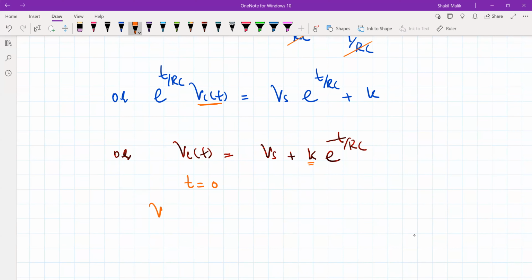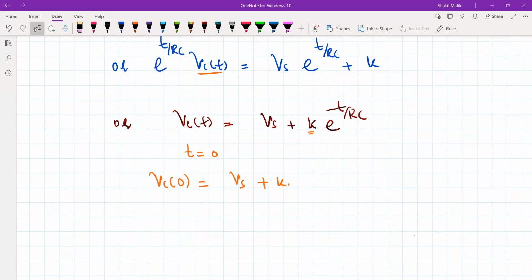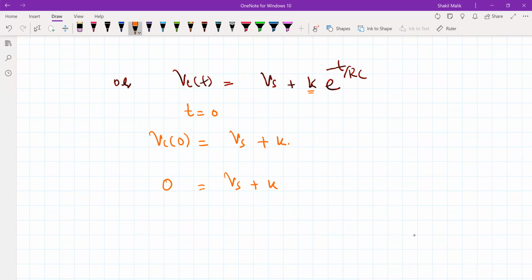Put t equal to 0 here. What we'll get? Vc of 0 is equal to Vs plus k times e to the power of 0. E to the power of 0 is 1. All right. Now, what is Vc of 0? We said the value of the capacitor voltage at t equal to 0 is 0 because the capacitor is not charged initially. So then this will be equal to this. Then k is equal to minus Vs. Now substitute it back here.